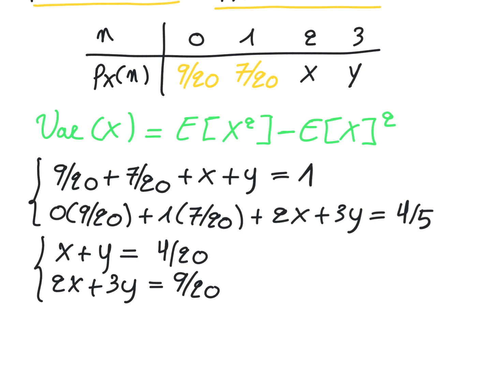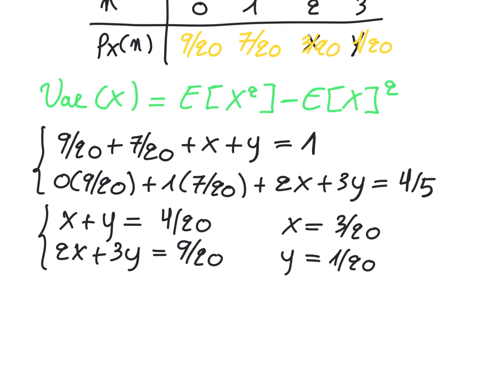Well, it's a very simple system of equations, two variables, and if you would solve that, then you would find that x is equal to 3 over 20 and y is equal to 1 over 20. So now we have the entire probability mass function of x. Okay, how can we compute the expectation of x squared? Because that's what we still need to compute the variance.